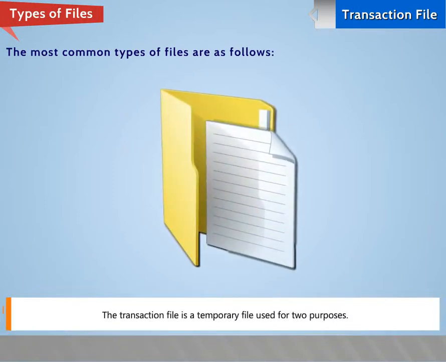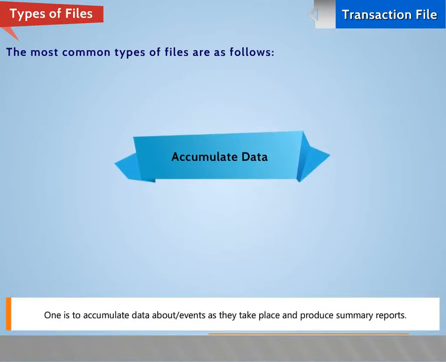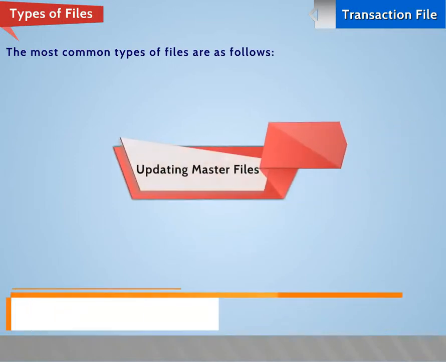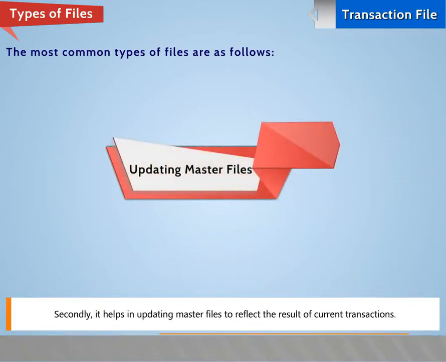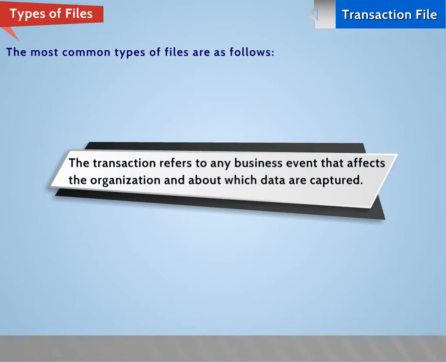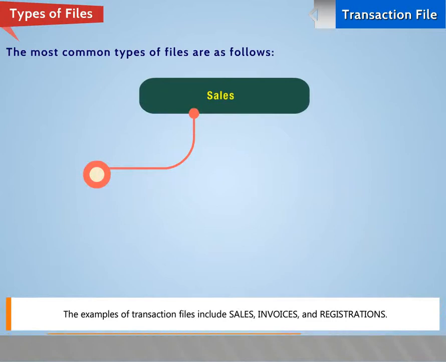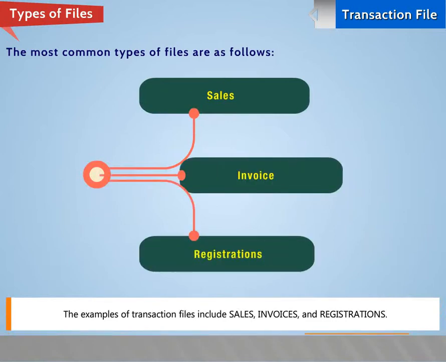The transaction file is a temporary file used for two purposes. One is to accumulate data about events as they take place and produce summary reports. Secondly, it helps in updating master files to reflect the result of current transactions. A transaction refers to any business event that affects the organization and about which data are captured. Examples of transaction files include sales, invoices, and registrations.